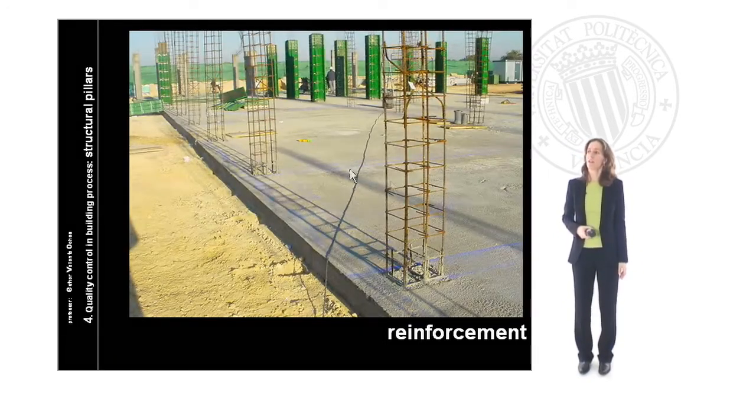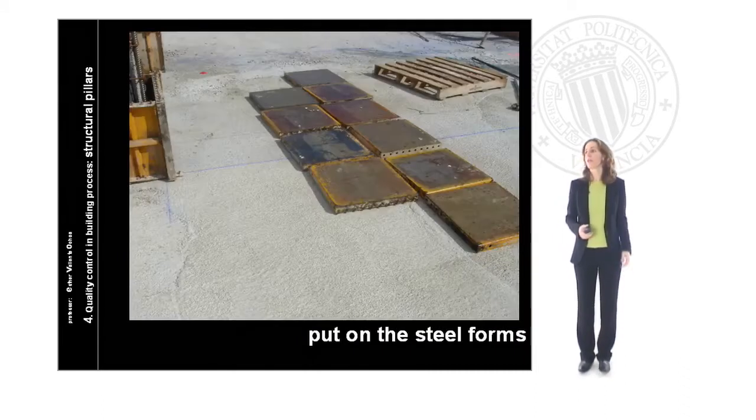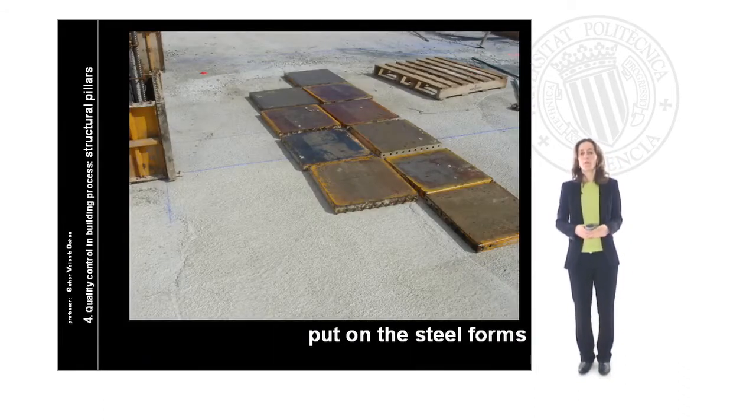Reinforcement has a general appearance like this one, in order to show how each pillar is built with the reinforcement, with the steel it has to have. After the reinforcement, we will put on the steel forms. The forms will support the pressure of the concrete in the next unit, the concreting.